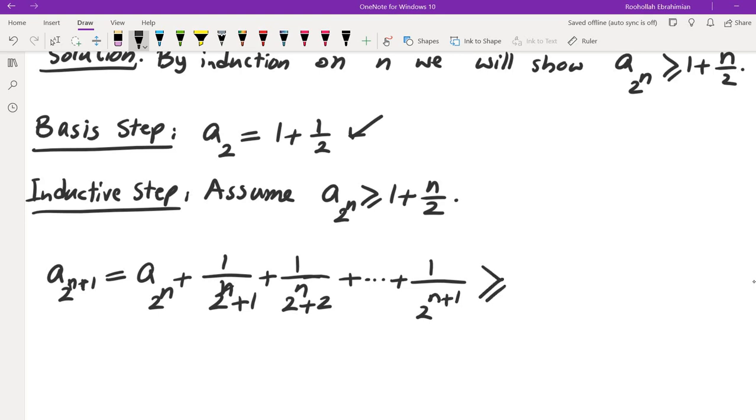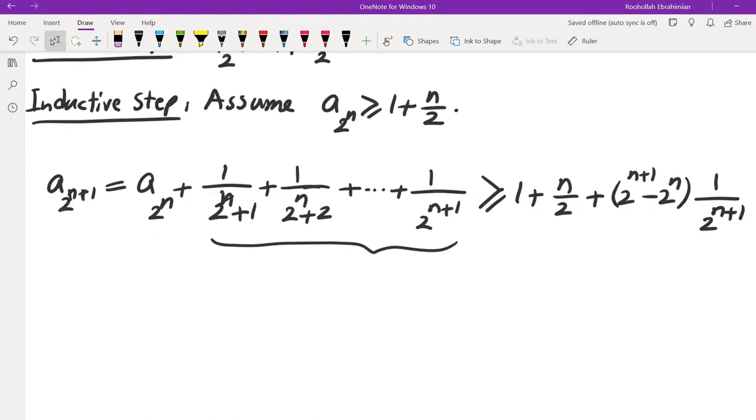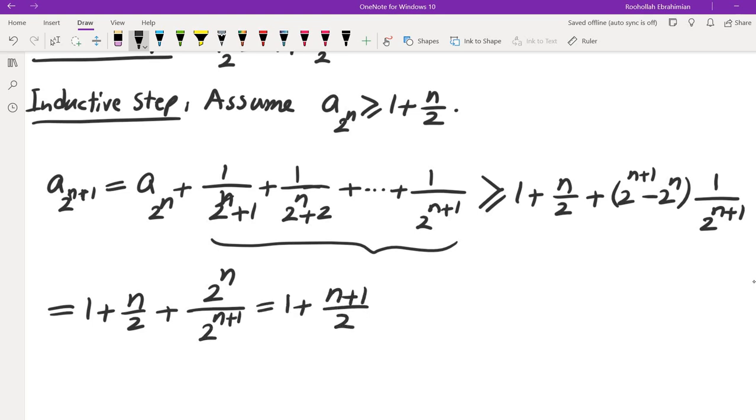This is greater than or equal to, by inductive hypothesis, we have 1 plus n over 2 here, and these are 2 to the power of n plus 1 minus 2 to the power of n terms. Each one of them is more than 1 over 2 to the power of n plus 1. And this simplifies to 2 to the power of n plus 1 minus 2 to the power of n, which is 2 to the power of n over 2 to the power of n plus 1, which is 1 plus n plus 1 over 2. So this means a sub 2 to the power of n plus 1 is greater than or equal to 1 plus n plus 1 over 2.